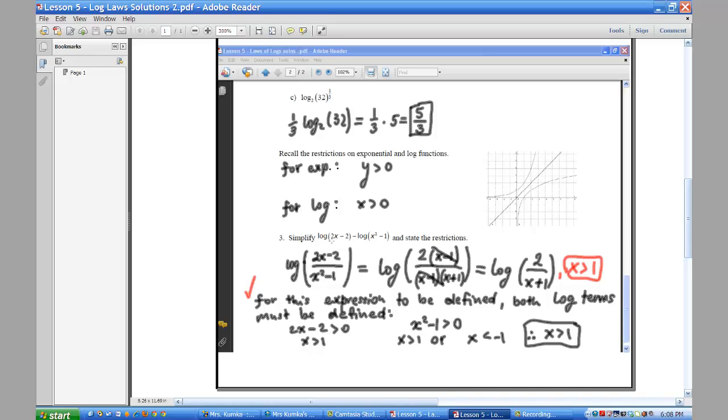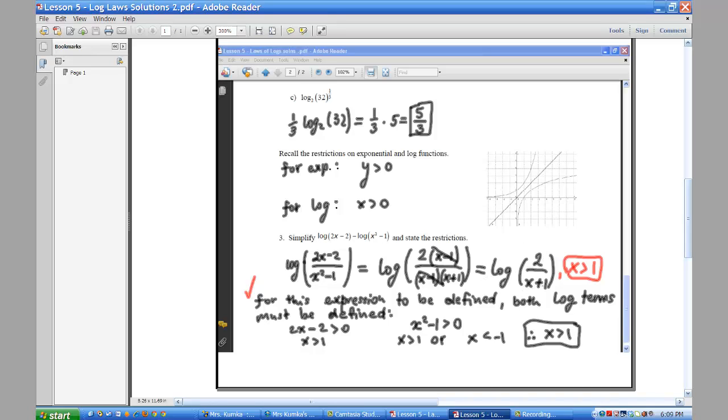Okay, so we have an expression: log of 2x minus 2, subtract log of x squared minus 1. I'm going to simplify it and bring it to a single log. This is a quotient rule. I have a difference of logs, but the base is the same, so I'm just going to divide the answers. So log of 2x minus 2 divided by x squared minus 1. I'm going to factor out the 2 in the numerator, and I'm going to split the denominator into a difference of squares. Again, factor the bottom. And I'm going to cancel out the x minus 1's, and I'm going to get log of 2 over x plus 1, and that's my simplified expression.